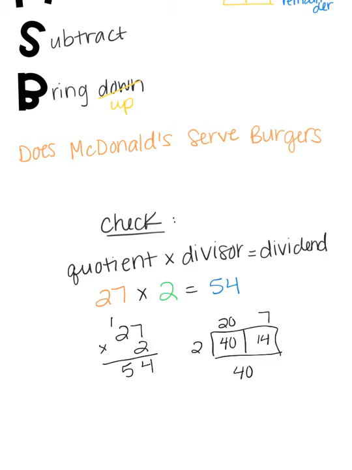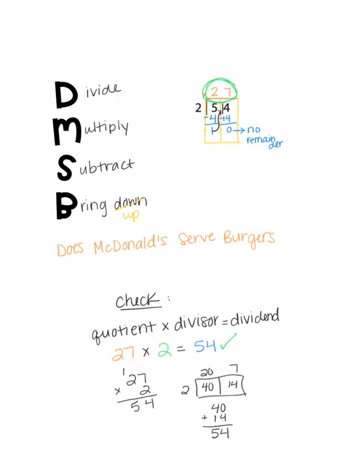And 40 plus 14 is 54. So that checks out. So I know that my answer, or my quotient of 27, was correct.